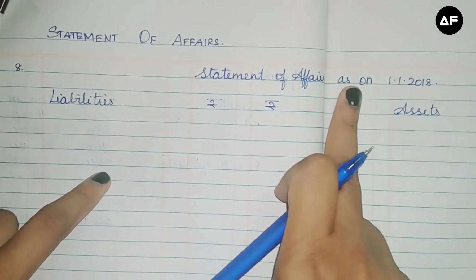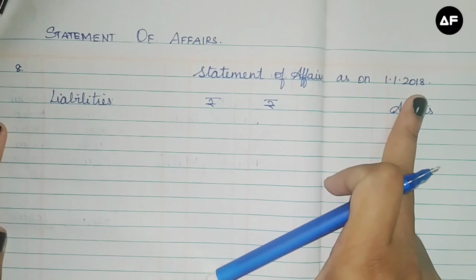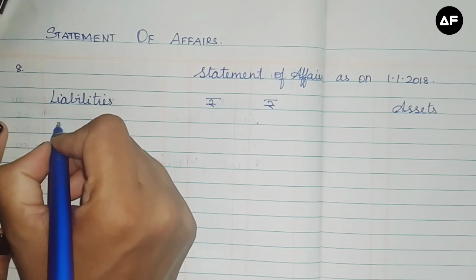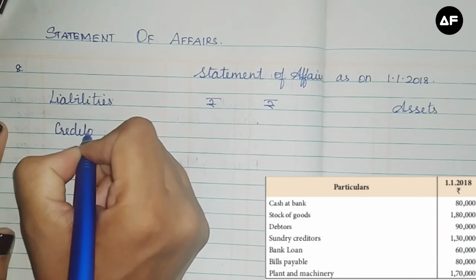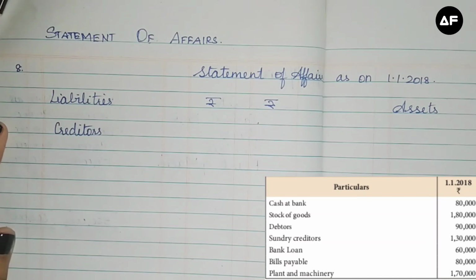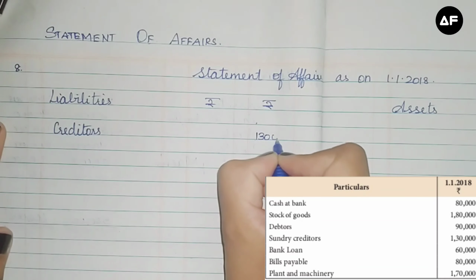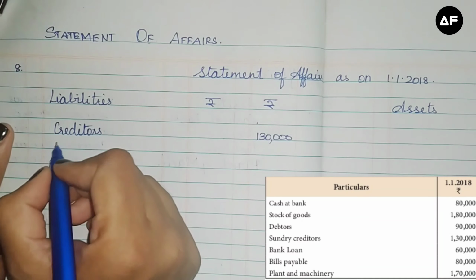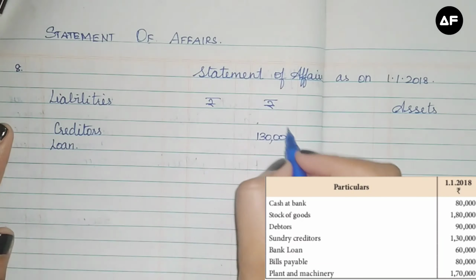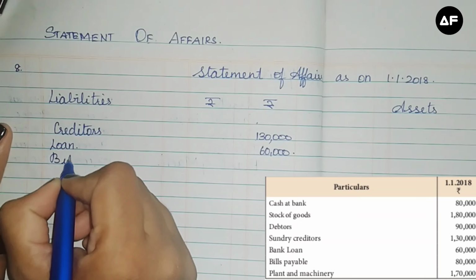So statement of affairs as on 1/1/2018 is the first one which we are going to do. First let's look into the liabilities. The first item is going to be creditors. When you are doing 1/1/2018, you must look into only 1/1/2018 balances from your problem. So the creditors balance for 1/1/2018 is 1,30,000. Next item is your loan. So loan is 60,000.